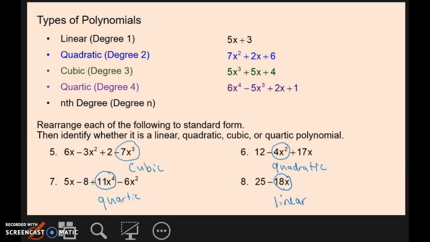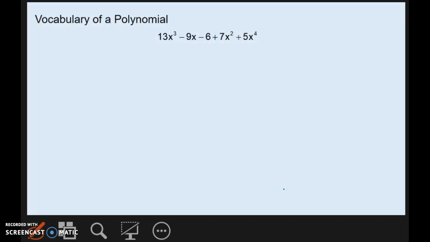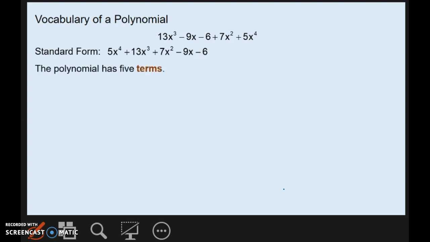And you might think linear sounds like line. It's exactly what it is. So some vocab terms that we need to know. So again, we've already talked a little bit about standard form. Standard form is when we combine our like terms, put our highest degree first. This polynomial has 5 terms. So terms are separated by the pluses or minuses. So again, these are kind of dividers. And I've got 1, 2, 3, 4, 5 outside of those dividers. The degree is told by the largest exponent, which in this case is 4.